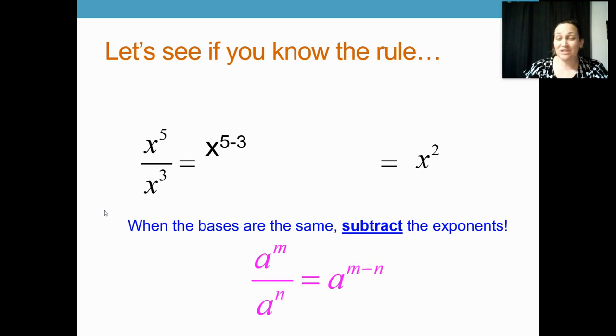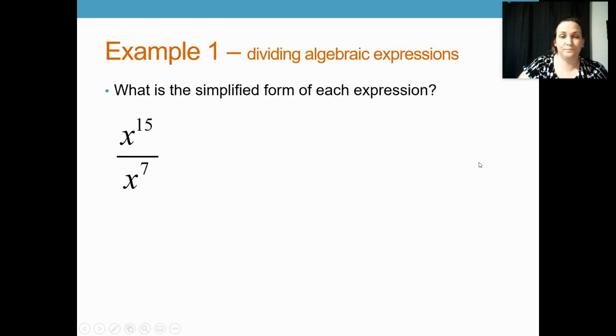Okay, if everybody's ready, let's do another example. So we kind of already did an example, right? x to the fifth divided by x to the third. We do 5 minus 3, and that becomes a 2. But let's try one more.